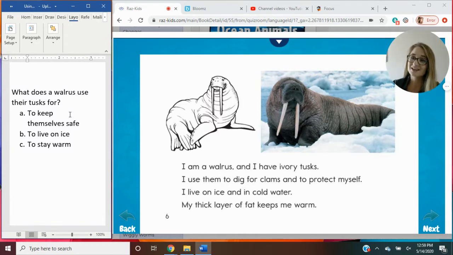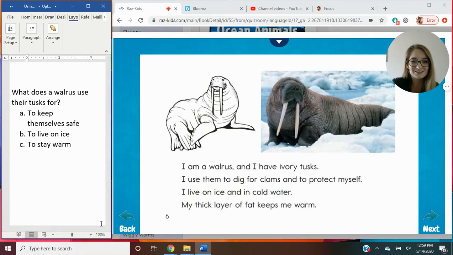Be careful when you are taking your iReady lesson this week. I noticed that sometimes the answer choice has a slightly different word than what they use in the text. So we see this time it says, I use them to dig for clams and to protect myself. The text says protect myself, but the answer says to keep themselves safe. We know that protecting means that you are staying safe. So we know that those are synonyms. So be careful. Watch out for some of those synonyms, words that mean the same thing in your answer choices.